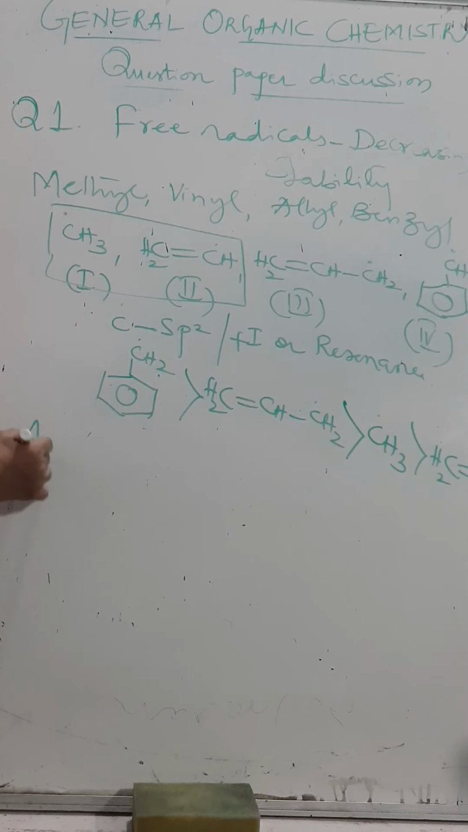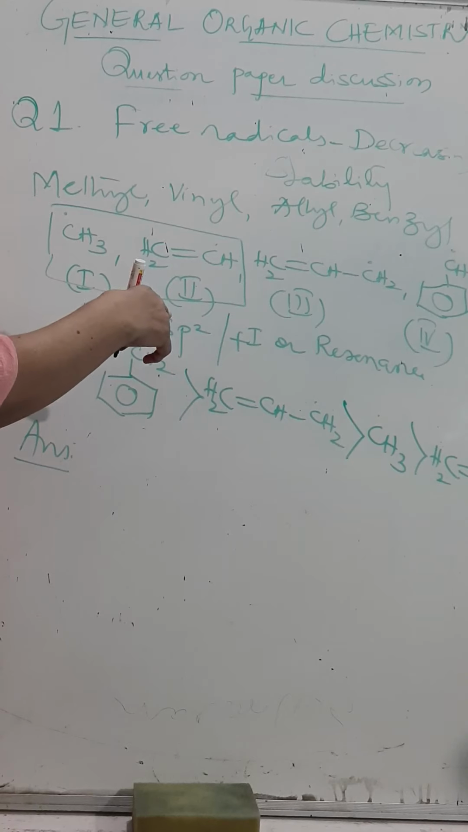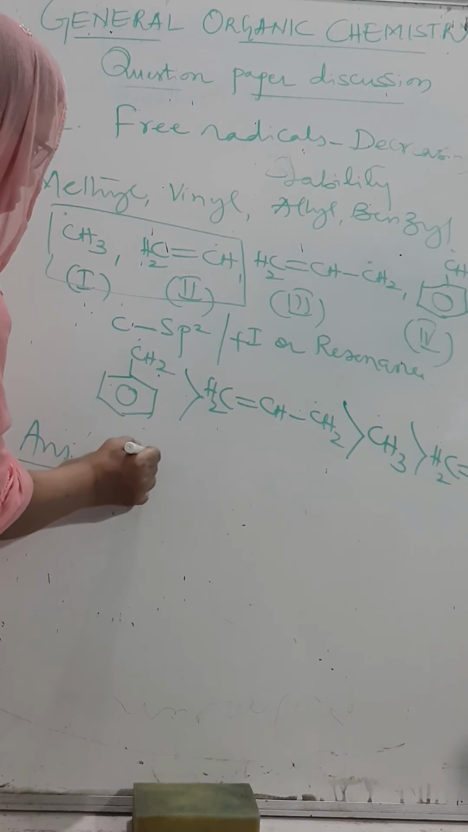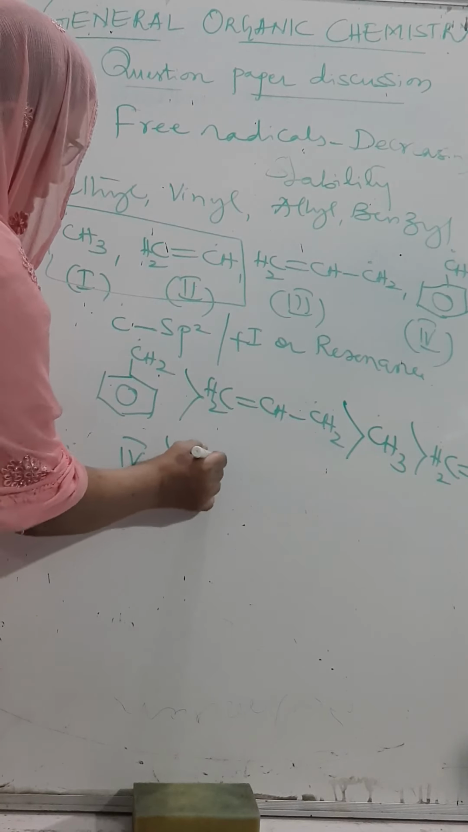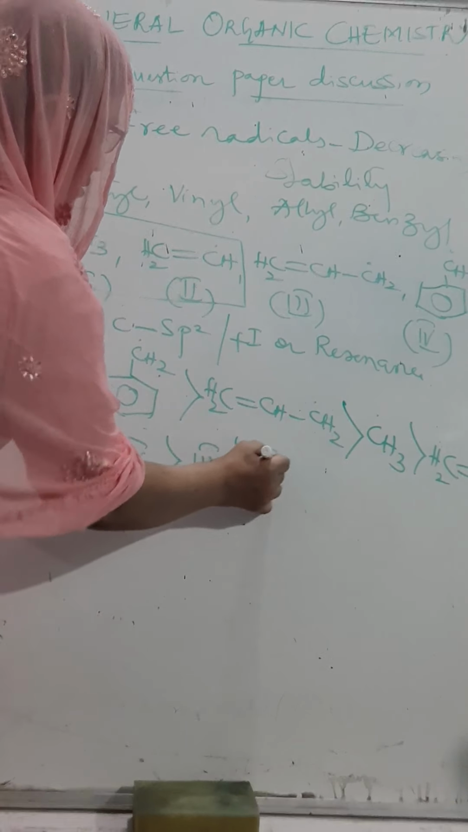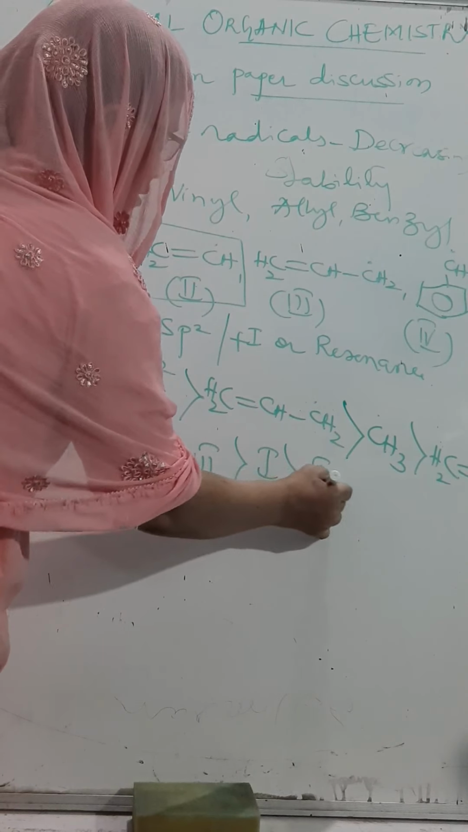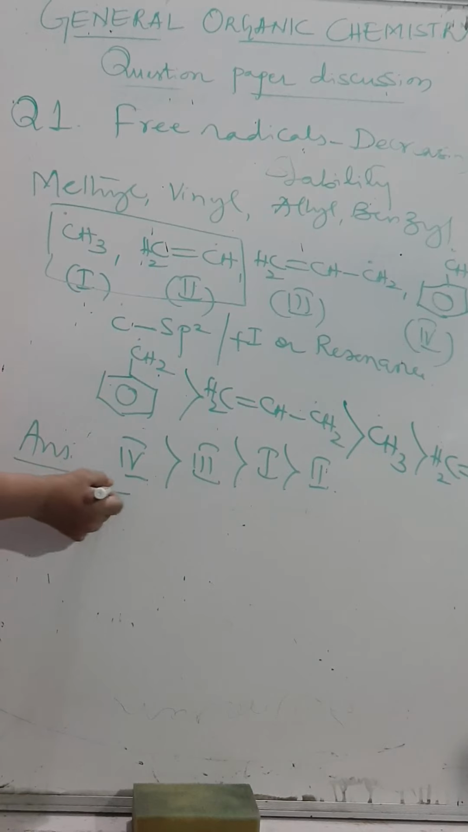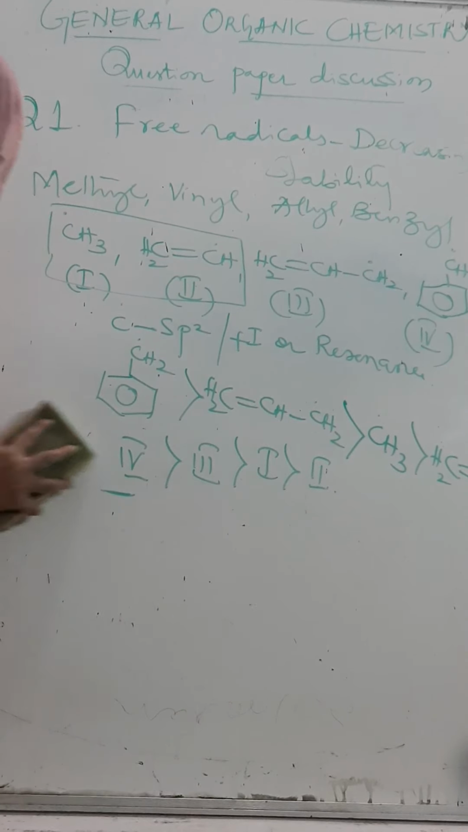Therefore, we can write the answer. With respect to the numbers, the correct option is: benzylic, which is 4th, is greater than 3, which is greater than 1, which is greater than 2. This is the answer for question number 1. Clear to you? Okay, so let us move to the second question.